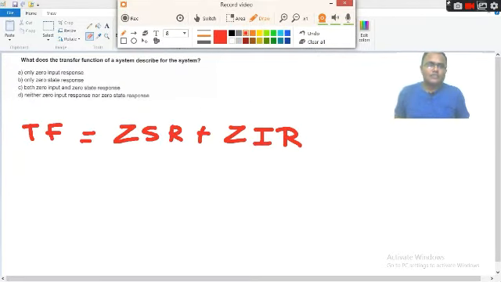See, the options are only zero input response, only zero state response, both zero input and zero state response, neither zero input nor zero state response.